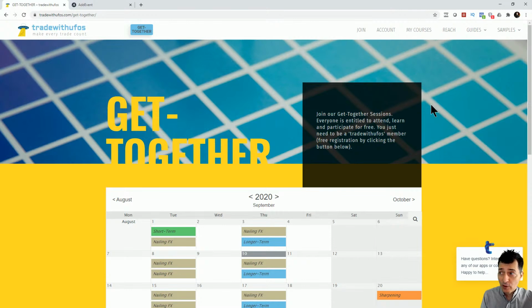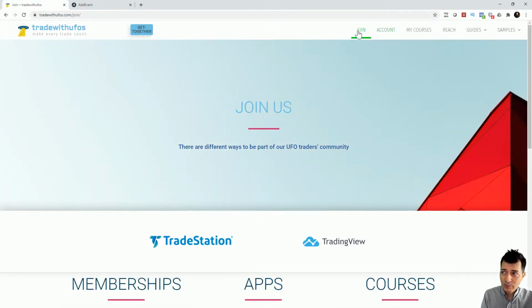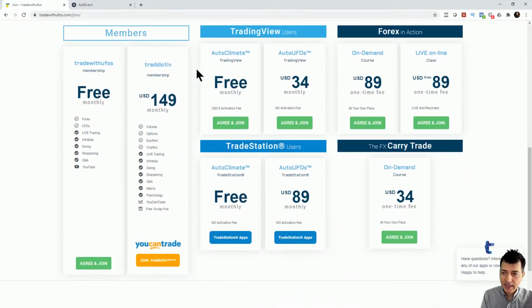And by the way, if you don't receive those emails, it's because you never signed up for the Trade with UFO membership, which is free. So you should. Come to the join page, and under members, you've got the Trade with UFO membership. Click agree and join and sign up for this membership. It's free. There is nothing to be done. Just type your data, your name, email, all of this, and this will automatically add you to our emailing list, and therefore you'll receive all this information.